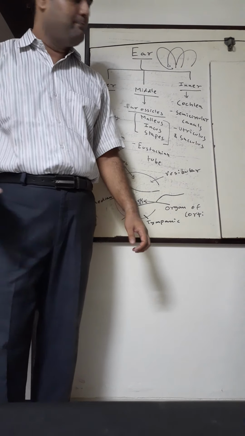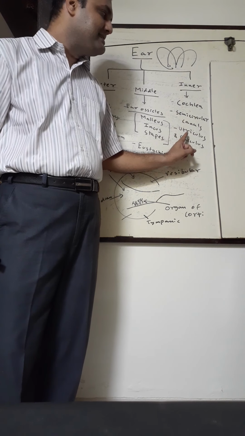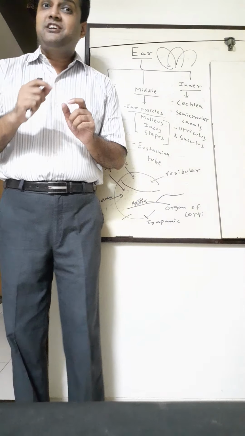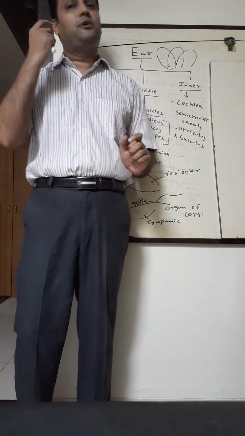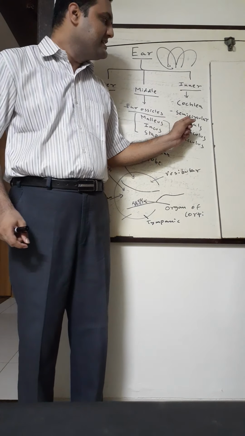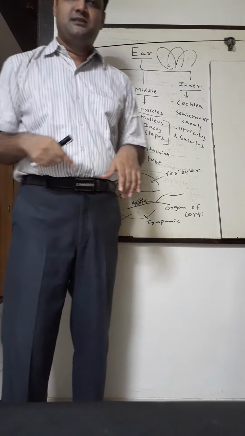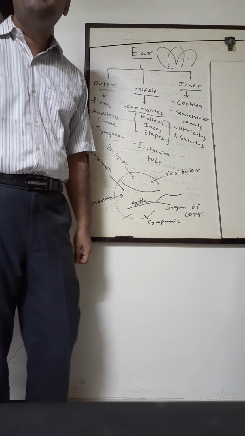Now the inner ear, the important part. There is the cochlea, the semicircular canals and the utriculus and sacculus. Cochlea looks like the shell of a snail. It has 2.5 turns, and it is the most important part for hearing. Semicircular canals: there are three loop-like structures, three loops at right angles to each other, and there is a swelling at the end called ampulla.